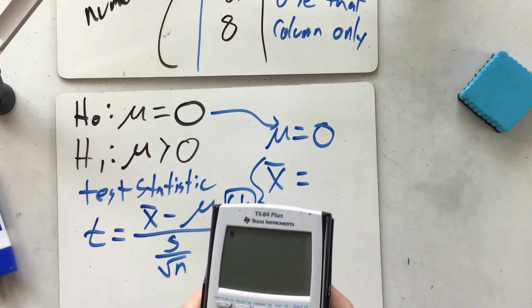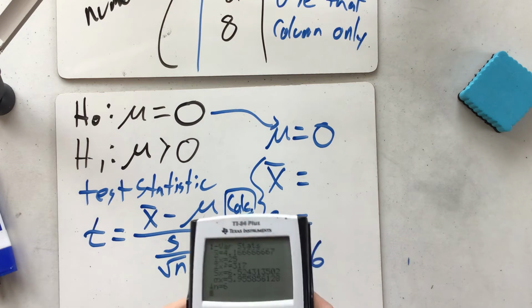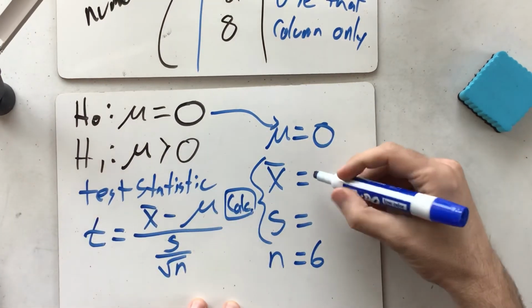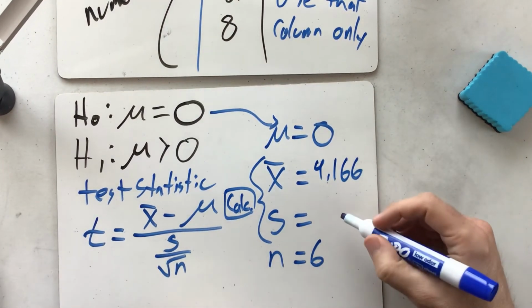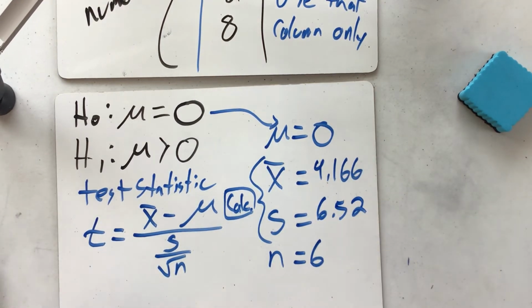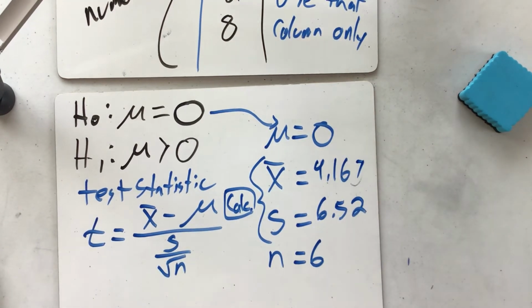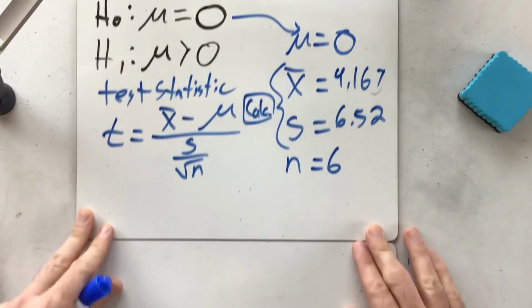Okay, so now that I have those, I will quit. Go to Stat, Calc, one variable statistics, and hit Enter. And it looks like I got 4.167 as my X bar, and 6.52 as my S. And there's my results. So now all I have to do is put those numbers into my test statistic, and I'm well on my way to being successful.